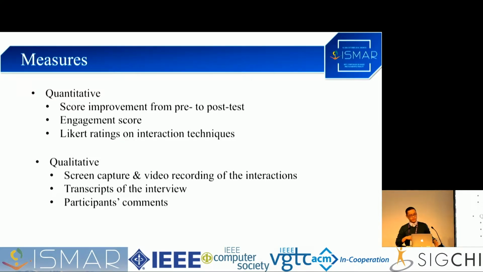For evaluation, we have both qualitative and quantitative measures. For quantitative measures, we have score improvement from pre-test to post-test, and we also have the engagement score and the Likert ratings on interaction techniques by participants. And we also have qualitative measures, like screen captures and video recording of the interactions, the transcripts of the interview, and also participants' comments left on the questionnaire.